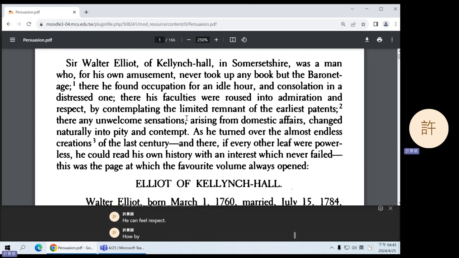How? By contemplating the limited remnant of the earliest patents. A patent is when the king or queen creates a new part of the bloodline, or like says that somebody is now part of the aristocracy, gives them a title, gives them some land. That is called a patent. A remnant is what is left. So a limited remnant means that there are not many left. So this sentence means when he considers how few of the original royal family lines still exist. 当他发现大部分血脉都已经断后了，他越看越开心。 Because he himself is still part of this aristocracy. So like the fewer bloodlines there are, the less competition he has.